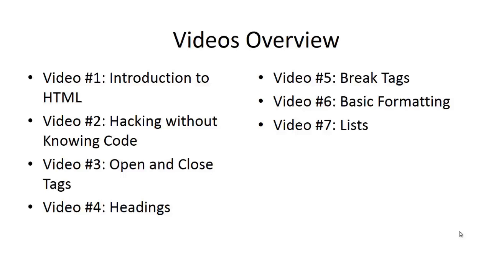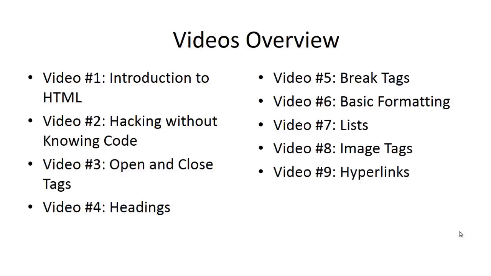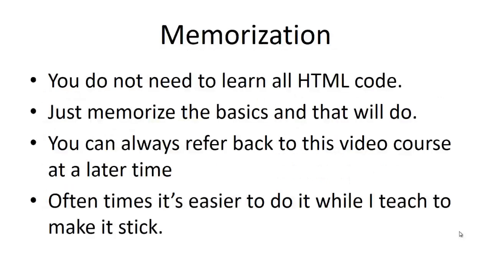How do you create these types of lists? Because this is something that you're going to want to do. In video number 8, we're going to talk about image tags and how to make them SEO friendly, and of course, in video number 9, we're going to talk about hyperlinks. Not just how to create a hyperlink, but how to make it so when somebody clicks on it, it opens up in a new window. This is something that you are going to face over and over again, and that's why we're focusing specifically on these tags.